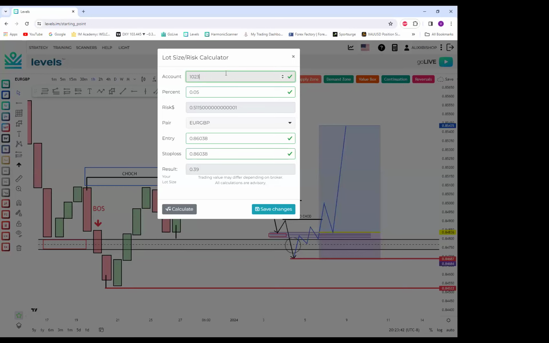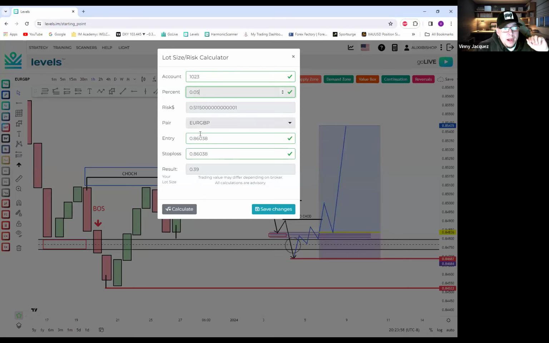Yeah, you still have to calculate. That way you can still get an accurate lot size. So this lot size calculator is super easy. You put in your account, you put in what you're willing to risk, and it'll tell you what you're willing to risk in dollars. You search your pair, and all you need is an entry and a stop loss, because that's all you really need to calculate. And then boom, you calculate, and it'll give you something.